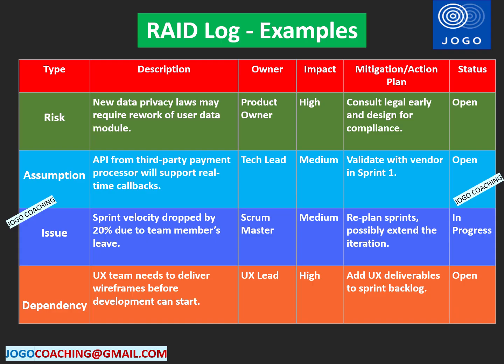The fourth example is dependency. The UX team needs to deliver wireframes before development can start. Here the development team is depending on the UX team to get the wireframes or the designs. So there is a dependency. In case the UX team does not deliver as per the date, it will impact the development delivery. This is assigned to the UX lead and the impact is high. The action plan is to add UX deliverables to the sprint backlog. That way, in the daily Scrum meeting, the status will be checked and the dependency will be tracked. So this is a simple example for risk, assumptions, issues, and dependency.